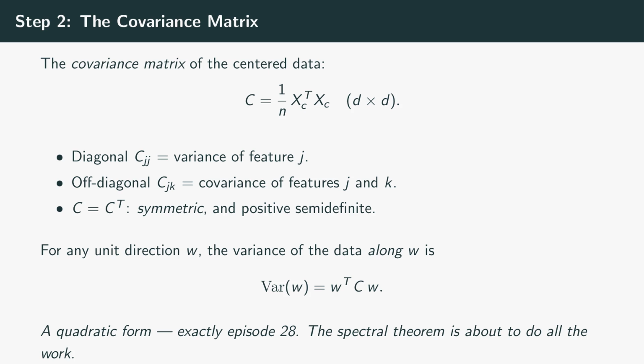Those two words should ring a bell. Symmetric and positive semi-definite is exactly the setting of the spectral theorem from episode 28. Here is the key connection. For any unit direction W, the variance of the data measured along W is the quadratic form W transpose times C times W. So asking which direction the data varies most along is asking which direction maximizes this quadratic form. And we know from the spectral theorem precisely how to answer that. The whole problem has quietly become an eigenvalue problem.